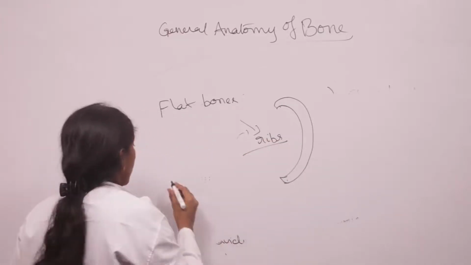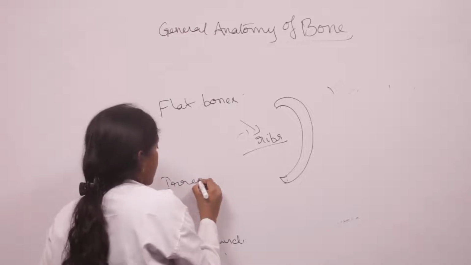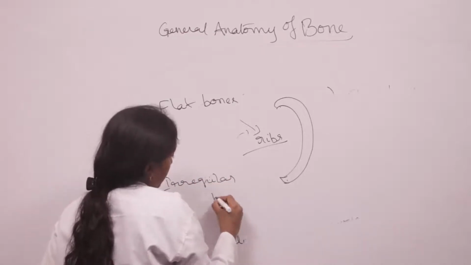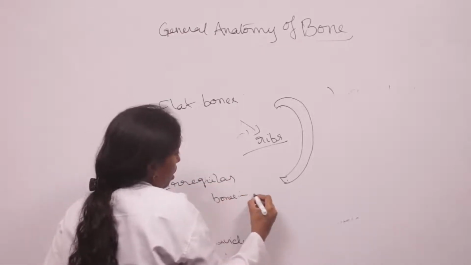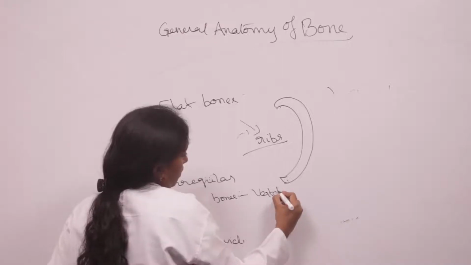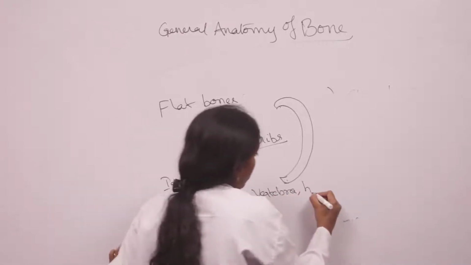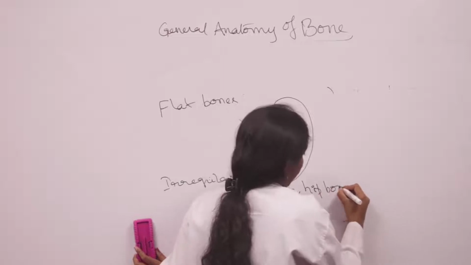And coming to the irregular bones. Examples are the vertebra, hip bone, and scapula.